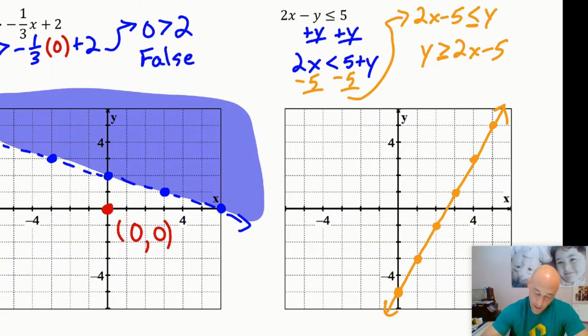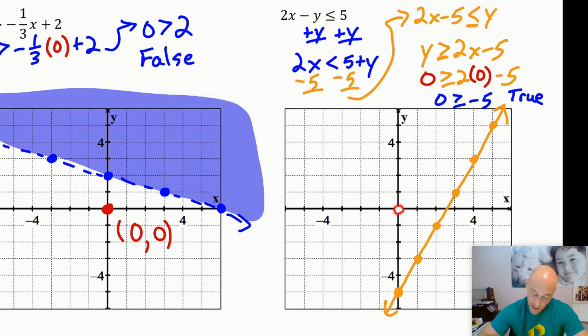Now I'm going to use the test point, 0, 0. So I'm using this point right here to determine where to shade. So now we have 0 is greater than or equal to. This makes a 0, so we have -5 left. 0 is greater than or equal to -5. That is true. So that means that we shade on the side of the line where that point is.